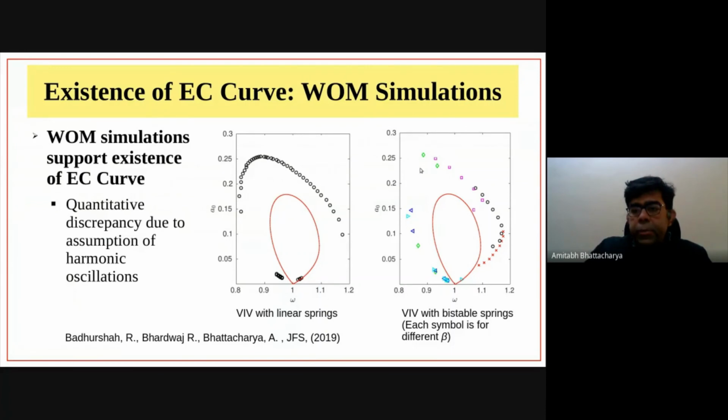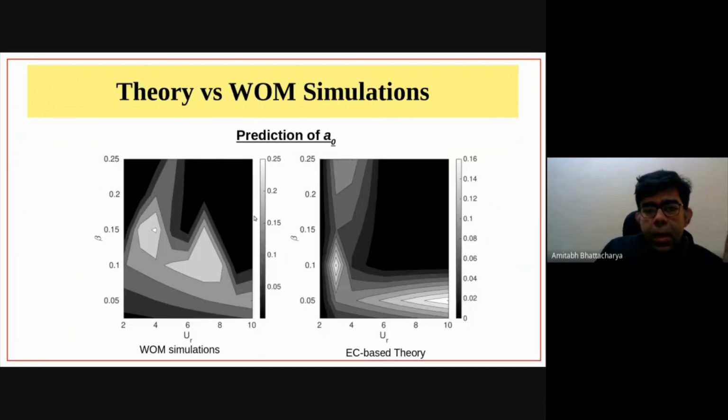Can you actually show this equilibrium constraint from simulation? We looked at Wake Oscillator Model simulations. We looked at the A0 versus omega coming out of these simulations. They do seem to fall on some sort of curve, this onion-shaped curve. So it seems that at least the Wake Oscillator model does show this kind of equilibrium constraint to exist. This slide I will skip, but basically we showed that the theory and the Wake Oscillator model simulations agree with each other qualitatively as far as the prediction of the amplitudes goes.